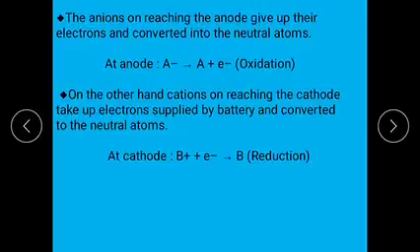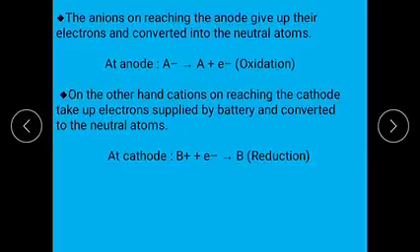On the other hand, the cations reaching the cathode take up the electrons supplied by the battery and are converted to neutral atoms. That is B plus. When it takes the electron, it is reduced to B. This means oxidation reactions take place at the anode and reduction reactions take place at the cathode.